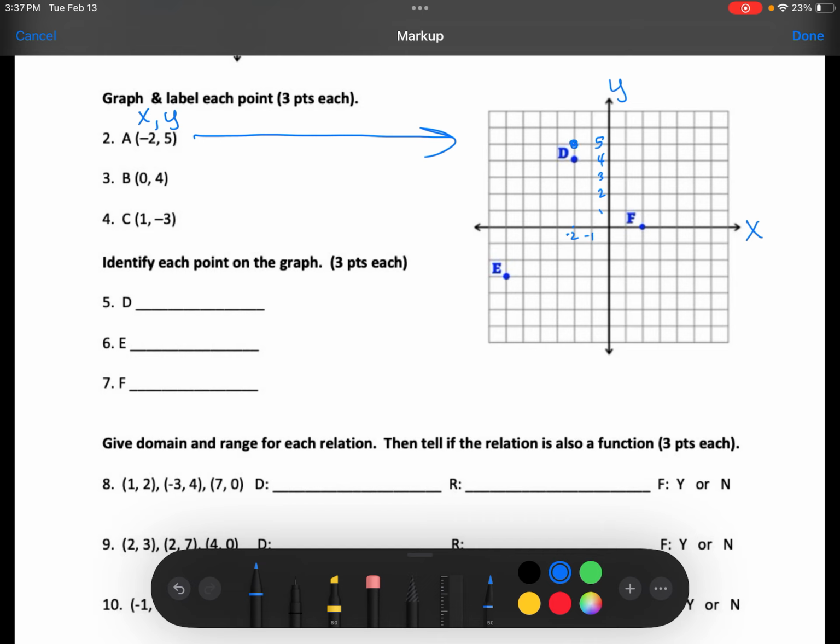And then I'm going to label it A, because it says graph and label. If you don't label, you're going to get points taken off. So that's A. Okay, the next one, 0, 4.